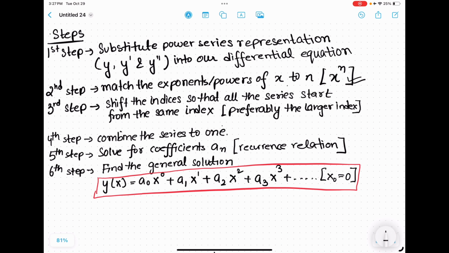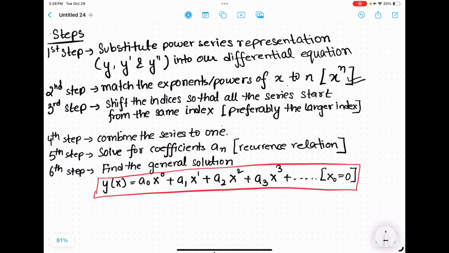Okay, and remember the third step comes after the second step, so we will try to shift them after we transformed them so that their powers or their exponents have been transformed to n. Okay, and then like I said earlier, I will always keep the larger index. So the power series that has the largest index will stay as it is, and we will try to shift the indexes of the power series which has a smaller value. So the smaller value starting index power series, they get shifted.